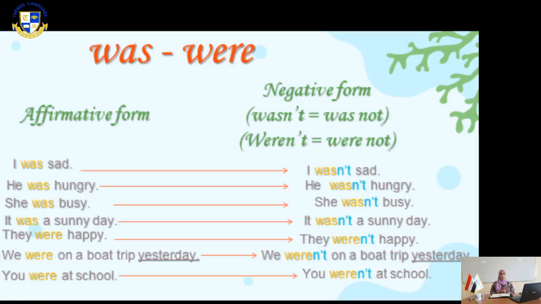What about were? The same thing. We add not to were to change it to the negative form. Were not will be in the contraction form, in the short form, weren't. Let's see together. They were happy. No, they weren't happy. We were on a boat trip yesterday. No, we weren't on a boat trip yesterday. You were at school? No, you weren't at school.